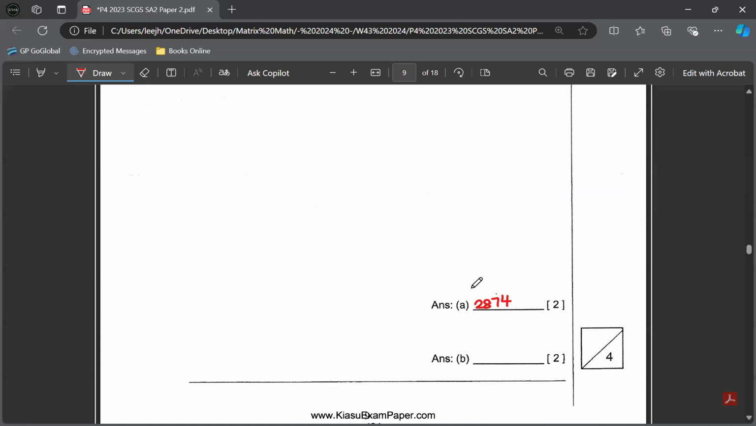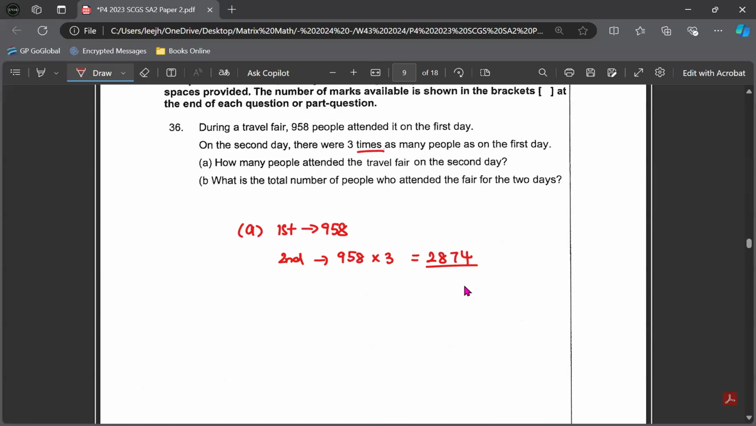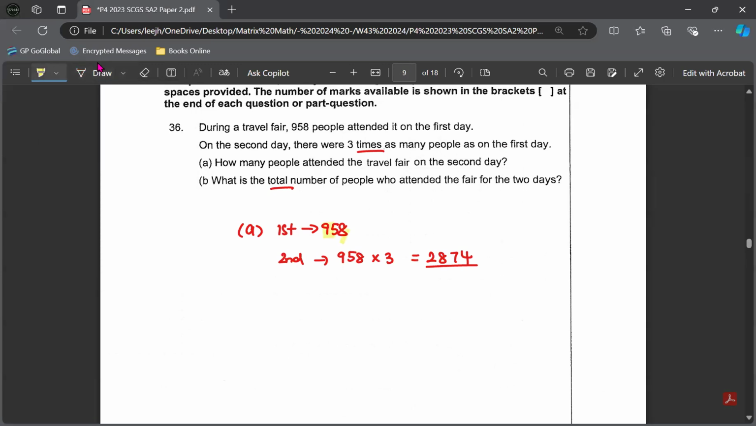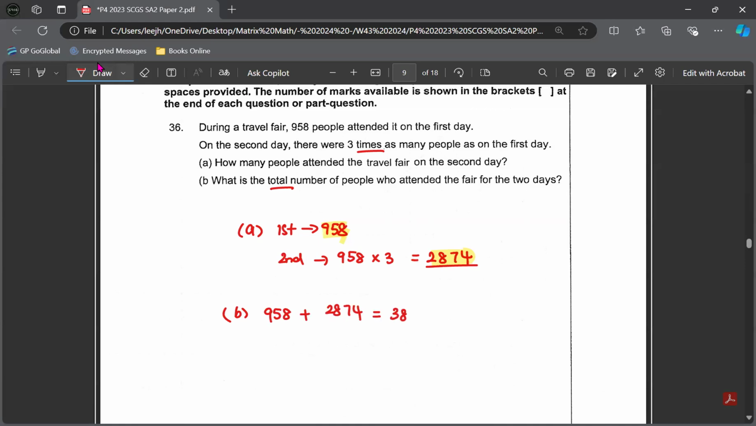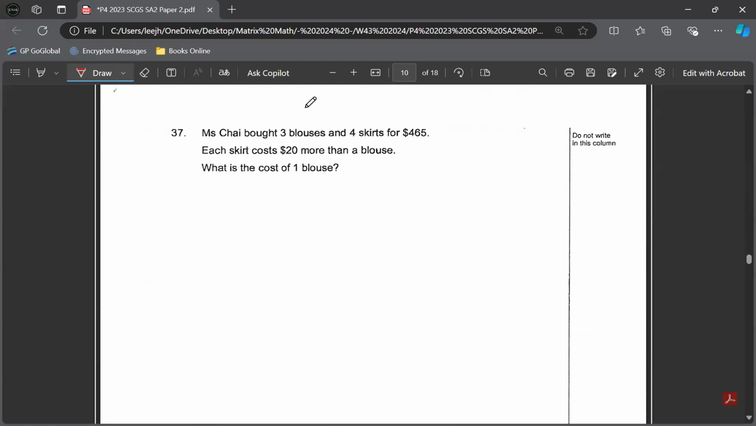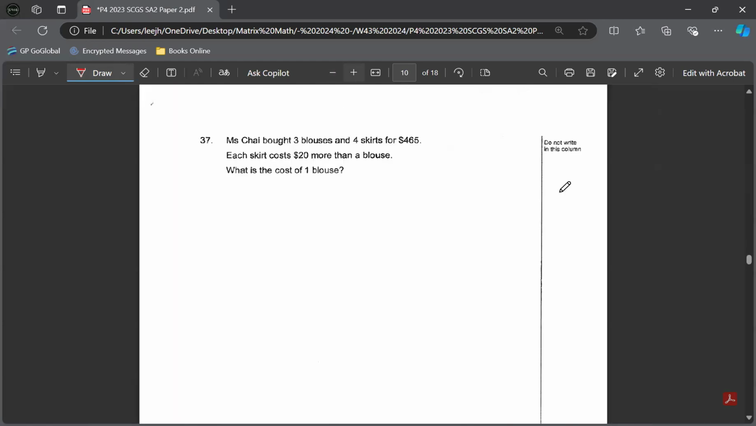2874. Question B. Total number for the 2 days. So total number, you just have to add this one and this one together to find the answer for B. So 958 plus 2874. You will get 3832. This is your answer for B. And you have 4 marks. 3832.